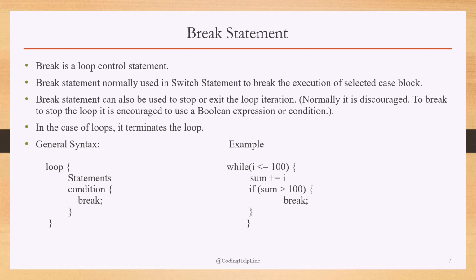For example, while i is less than or equal to 100, sum it. If the sum is greater than 100, break. So we know that the sum of 1 to 100 is equal to 5050. We only want the sum up to 100, so we add i to the sum. If the sum becomes greater than 100, we break it. So this will break the entire loop, not just the current iteration.